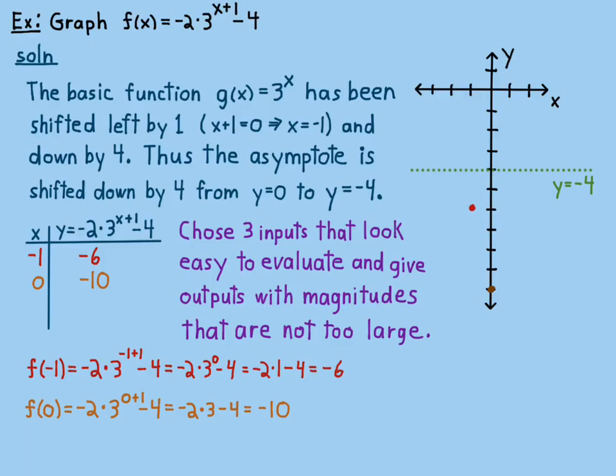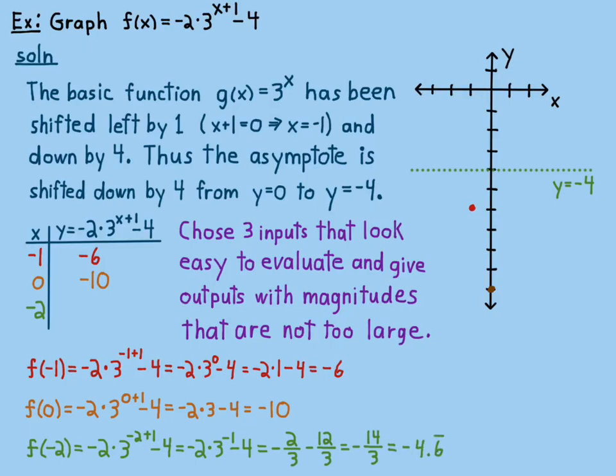And I'll probably choose like x is -2. I mean, you can look at the graph and see where you want to get a point. I want a point to the left of the 2 that I have now. So I'll try -2. Right? That gives me 3 to the -1, which is 1 over 3. So it's -2/3 minus 4. So it's -4 2/3, if you want to think of it that way. I wrote it that way, but it's actually easier to graph as -4 2/3.